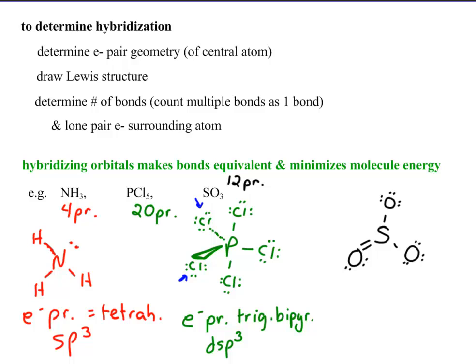I have resonance going on. So if I were asked to, I would need to draw the other 2 resonance structures here. But I can still do the geometry and the hybridization with just 1 resonance structure. So my electron pair geometry, I have 1, 2, 3 bonds, is trigonal planar. Because I have the trigonal planar geometry, my hybridization is sp2.